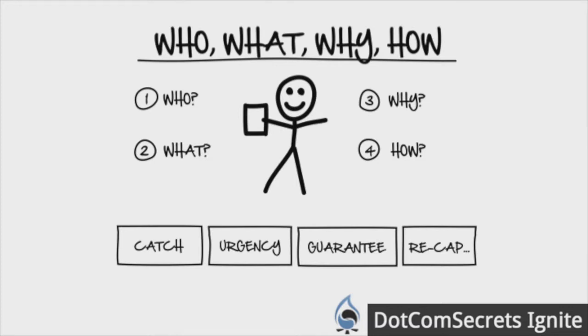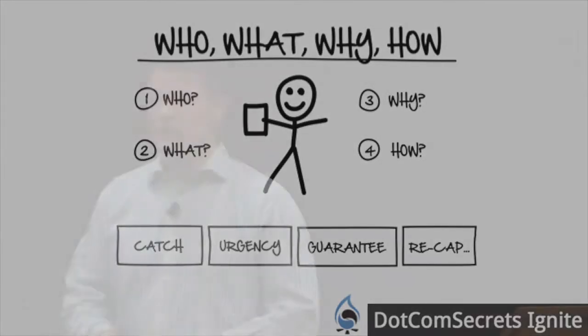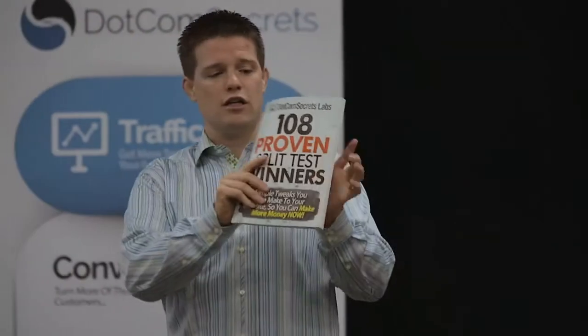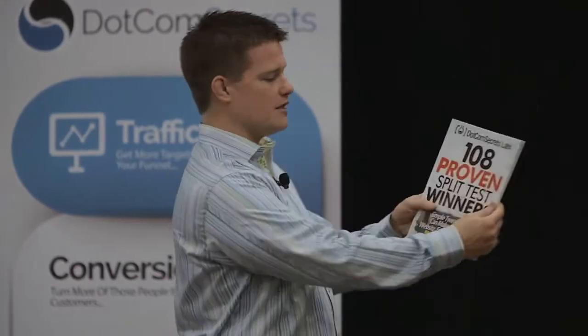So this is how it works in the real world. In fact, this is how I did it on .com Secrets Labs. Hey, my name is Russell Brunson. That answers question number 1. Question number 2: I got this really cool book I just created. It's called .com Secrets Labs. It's 108 proven split test winners. That's what I got.